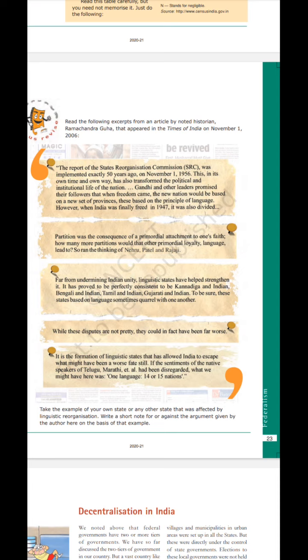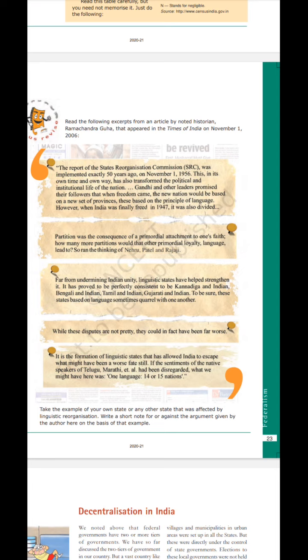However, when India was finally freed in 1947, it was also divided. Partition was the consequence of a primordial attachment to one's faith. How many more partitions would that other primordial loyalty, language, lead to? So ran the thinking of Nehru, Patel, and Rajaji. Far from undermining Indian unity, linguistic states have helped strengthen it.